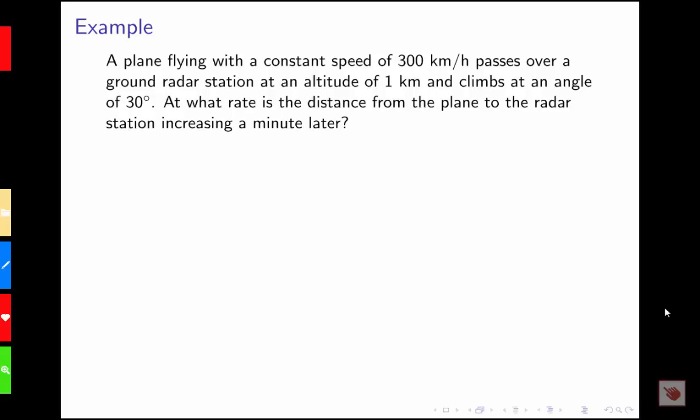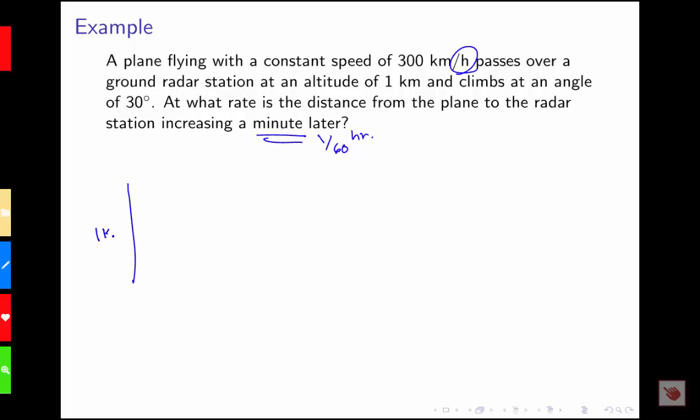So in this example, we have a plane that's flying with constant speed of 300 kilometers per hour, and it passes over a ground radar station at an altitude of 1 kilometer and climbs at an angle of 30 degrees. We're interested in finding at what rate the distance from the plane to the radar station is increasing a minute later. One thing we have to be careful of is that our speed is given in kilometers per hour, and we're interested in something that's happening 1 minute later. So we're probably going to need to convert that to 1/60th of an hour. We also want to get an idea of what's going on in terms of a picture.